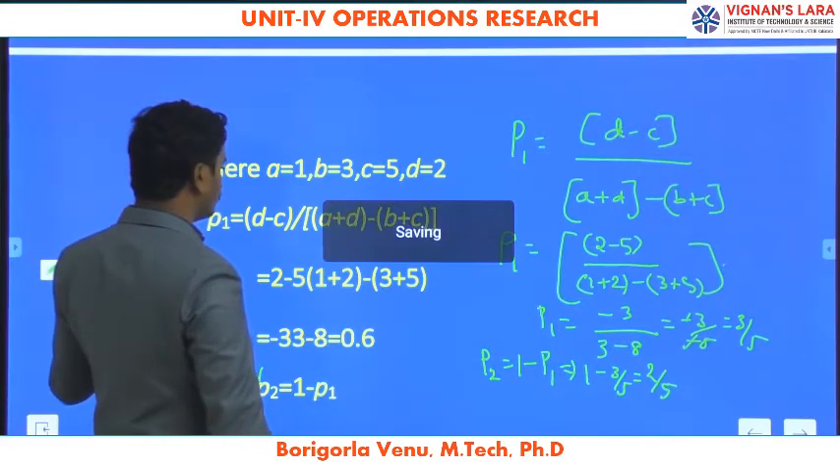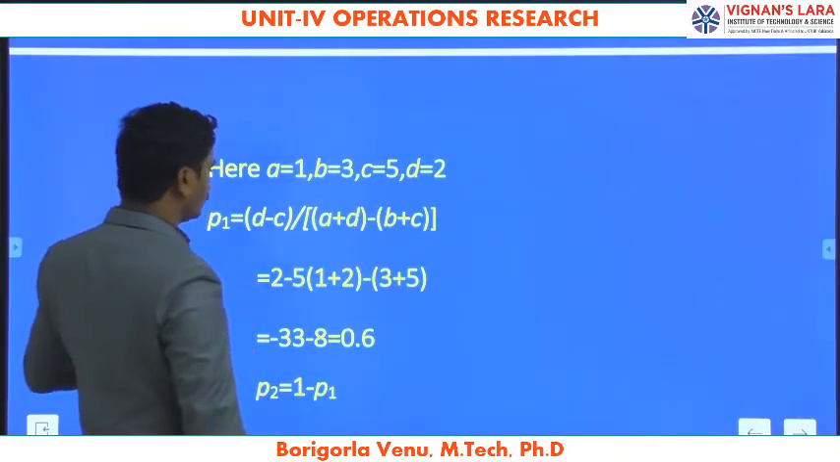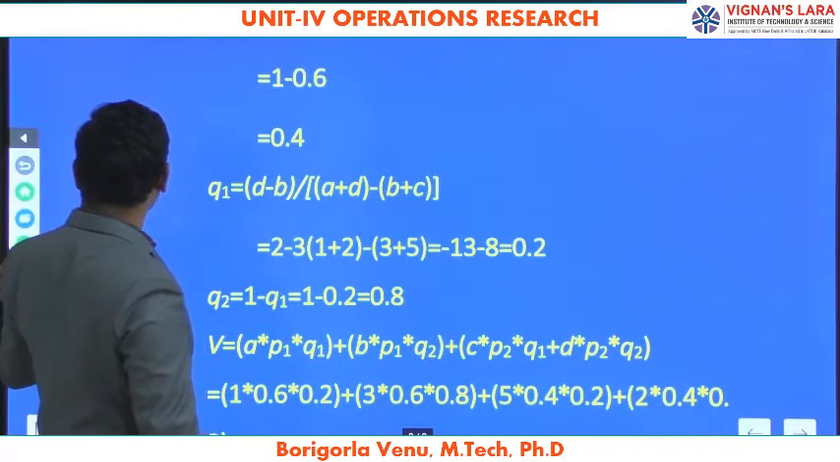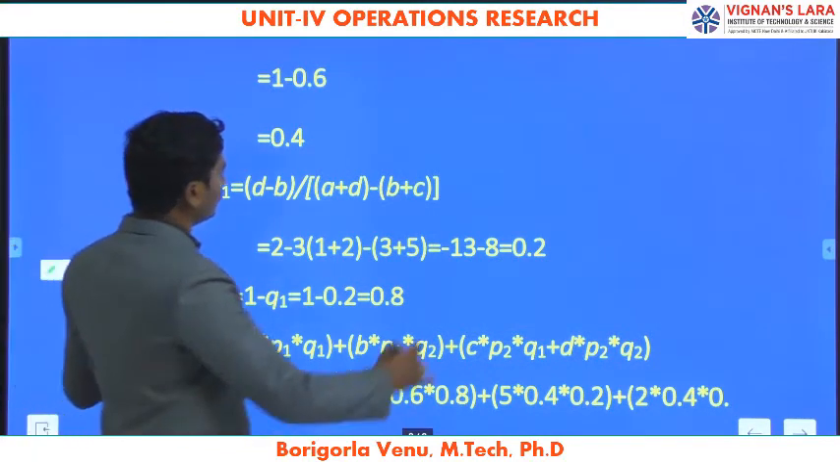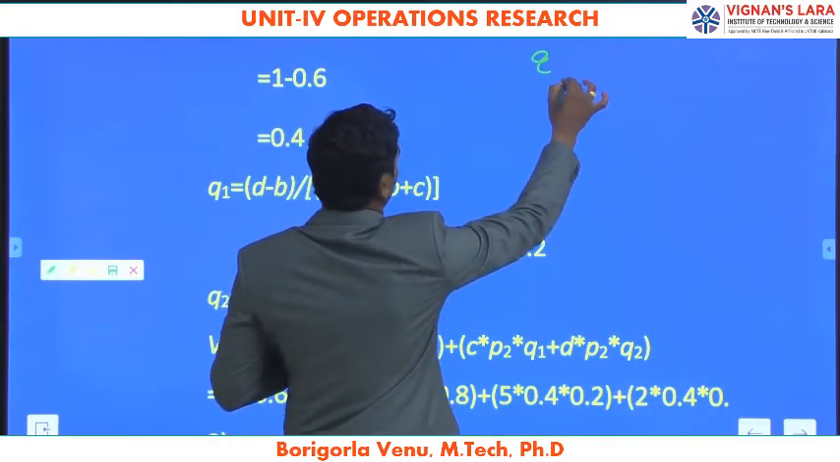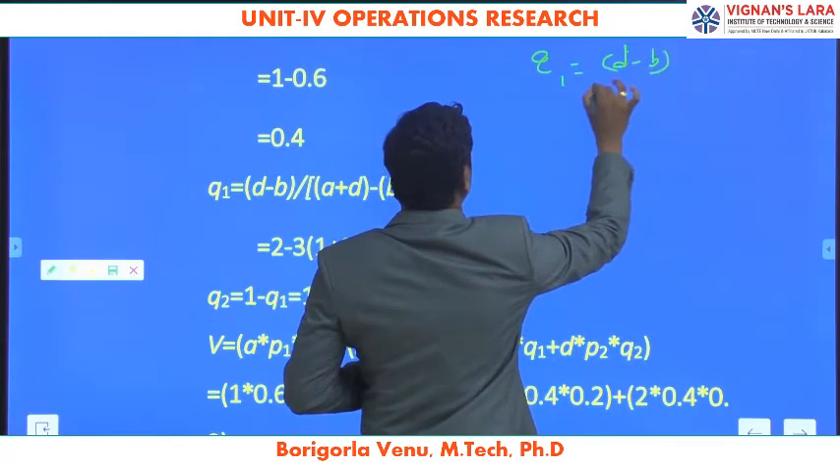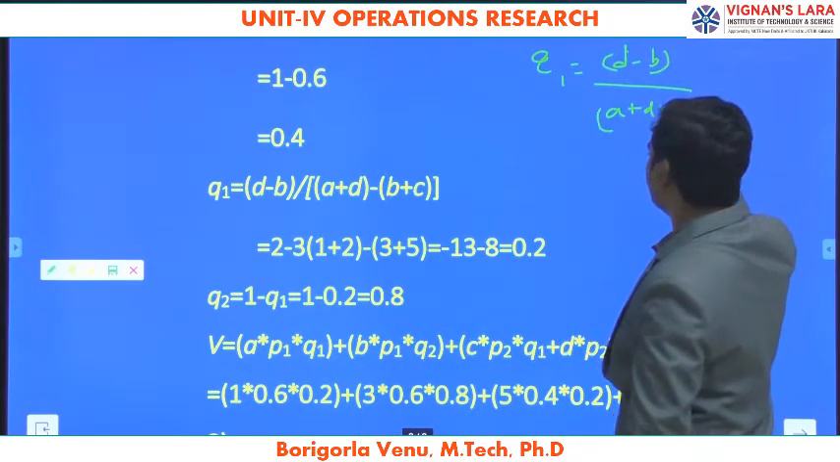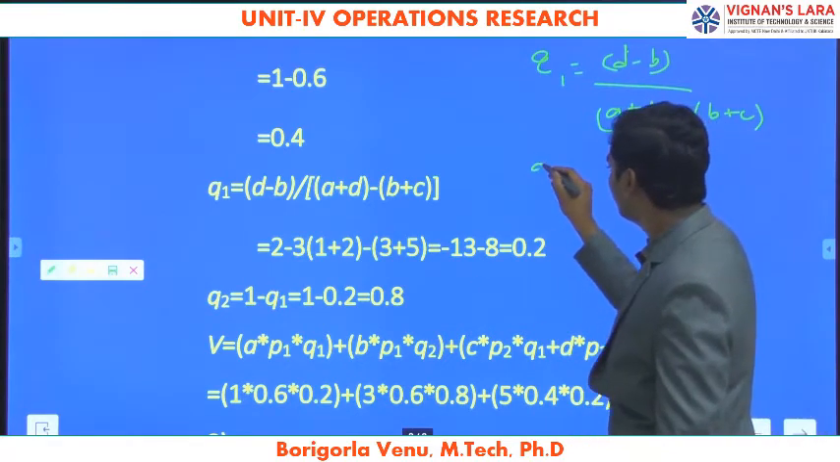Now we are going to calculate Q1 and Q2. For Q1 also we have the formula. When we are calculating Q1, the formula is like that: Q1 equals (D minus B) by (A plus D minus B plus C). This is the Q1 formula. From this we get the Q1 value.